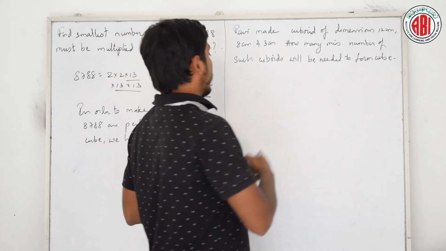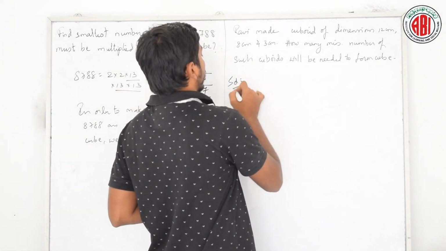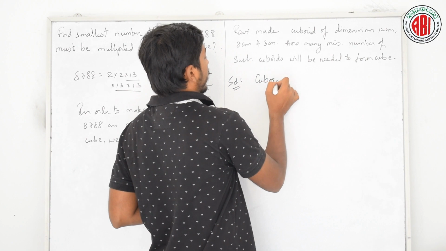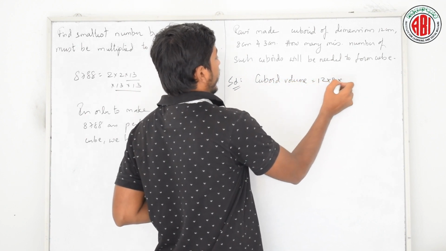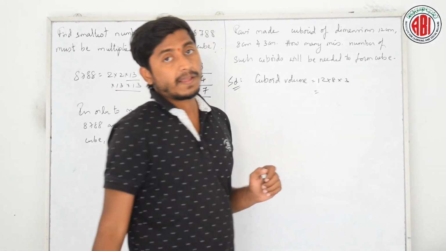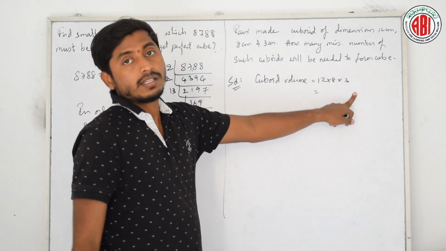That is, the cuboid volume is equal to 12 into 8 into 3. Okay. Now factorize it. Okay.